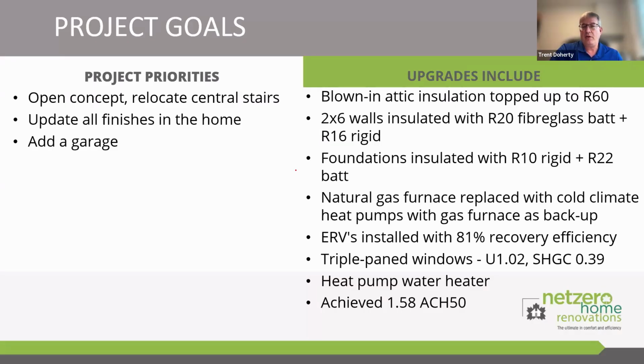They did have natural gas in the home, and we replaced it with a cold climate heat pump. We did keep the gas as a backup because they wanted a fireplace. They loved the gas fireplace, and so we couldn't convince them to get rid of the gas. We installed a new ERV. There was no provision previously for fresh air. So we added an ERV, and we replaced all the windows with new triple pane windows. And we used a heat pump water heater. And at the end, we achieved an ACH of 1.58, which was pretty cool.